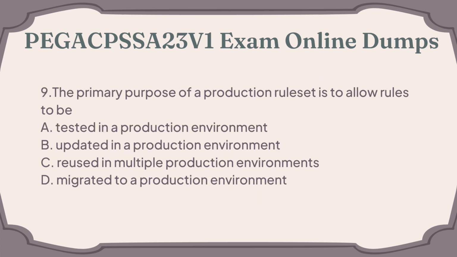9. The primary purpose of a production rule set is to allow rules to be A. Tested in a production environment. B. Updated in a production environment. C. Reused in multiple production environments. D. Migrated to a production environment.